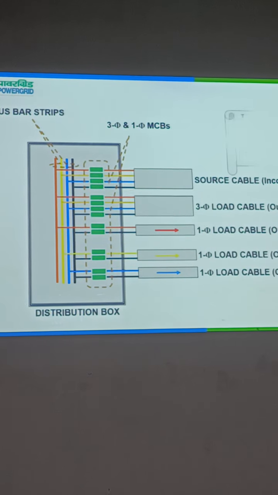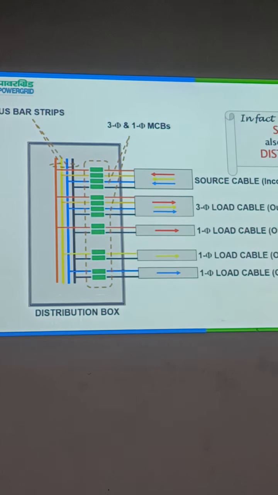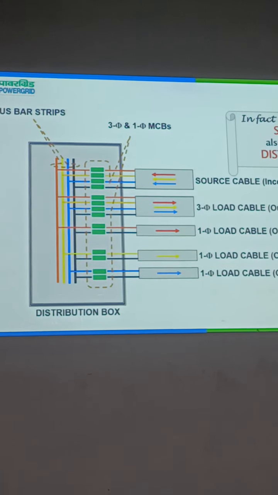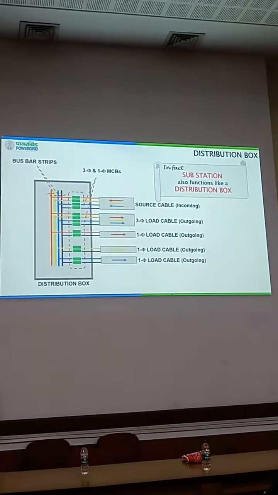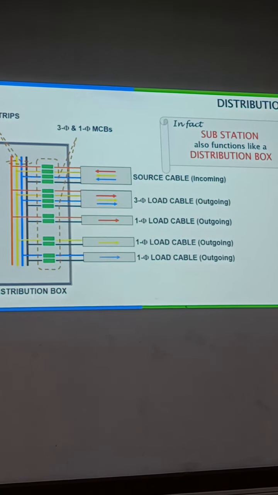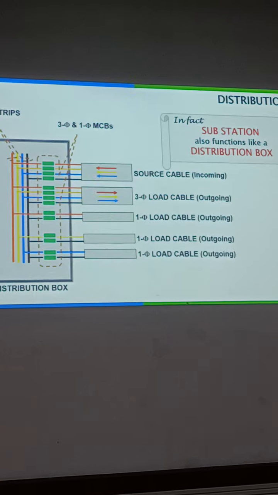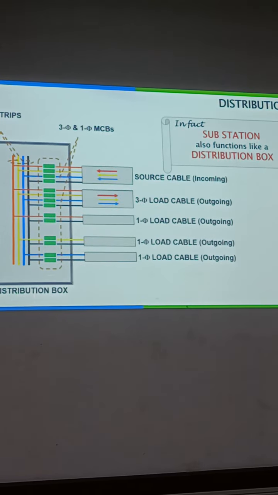So your substation is also a distribution board. Replace all the cables by transmission lines, and you will find a busbar, the common point of connectivity. All MCBs are replaced by circuit breakers. You find a substation and distribution. A general distribution board is the same thing.